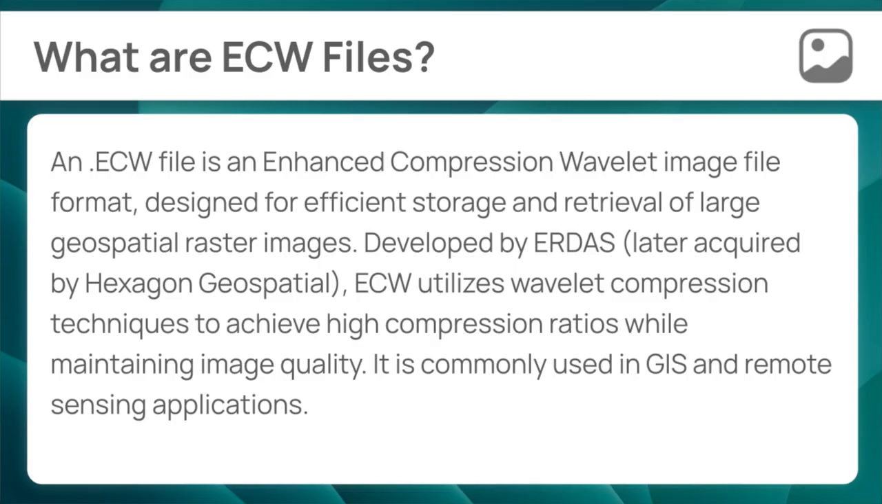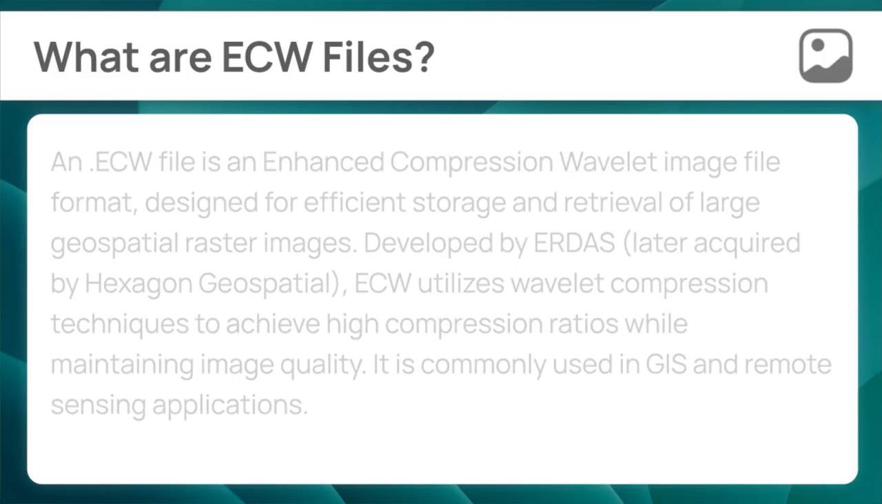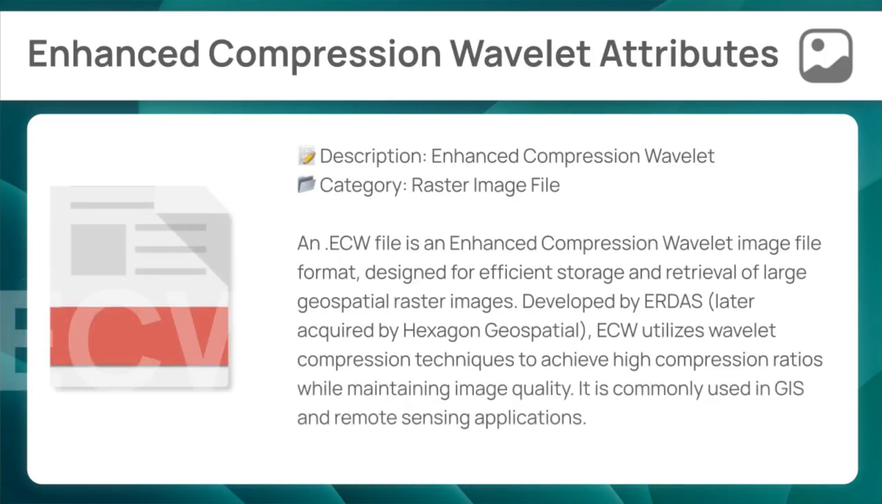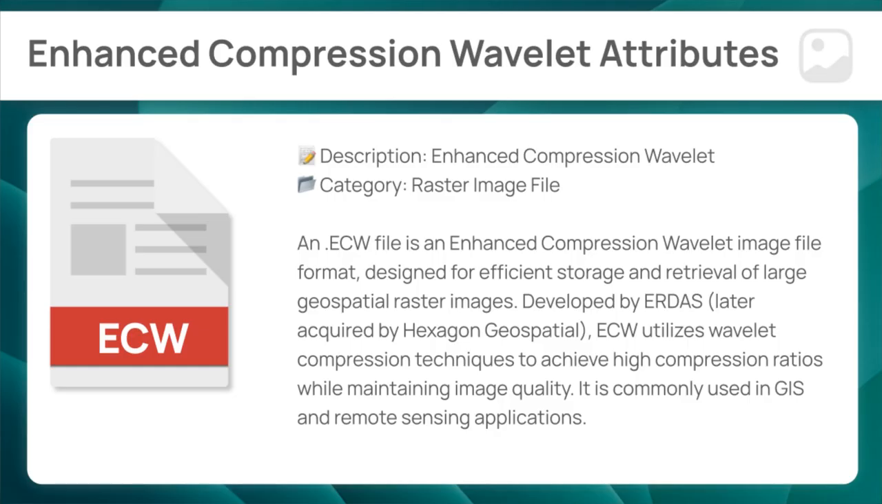An ECW file is an Enhanced Compression Wavelet image file format, designed for efficient storage and retrieval of large geospatial raster images. Developed by ERDAS, later acquired by Hexagon Geospatial, ECW utilizes wavelet compression techniques to achieve high compression ratios while maintaining image quality. It is commonly used in GIS and remote sensing applications.